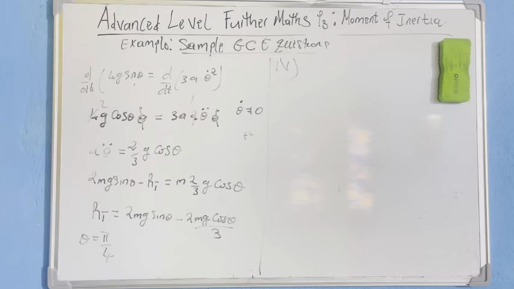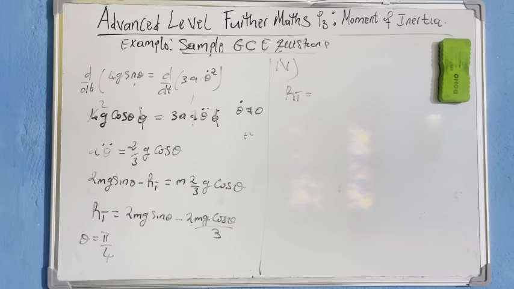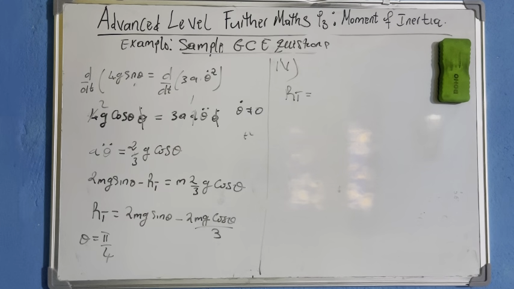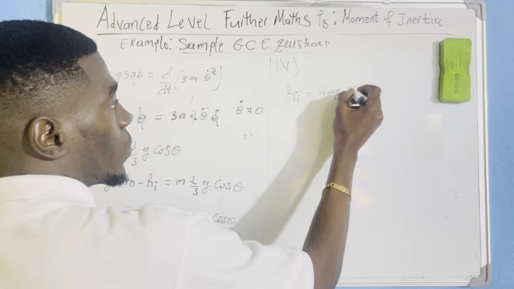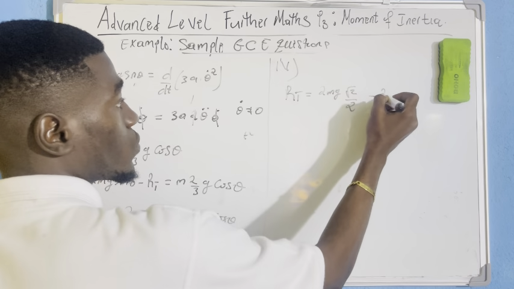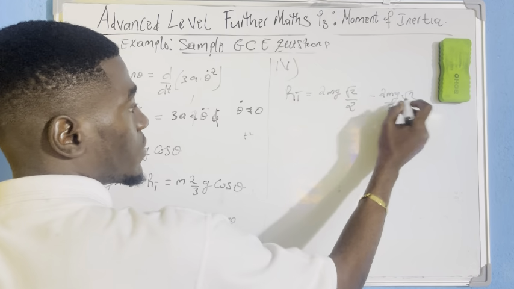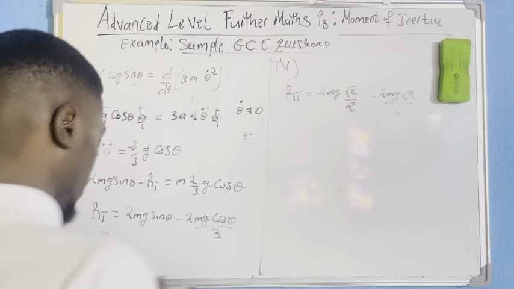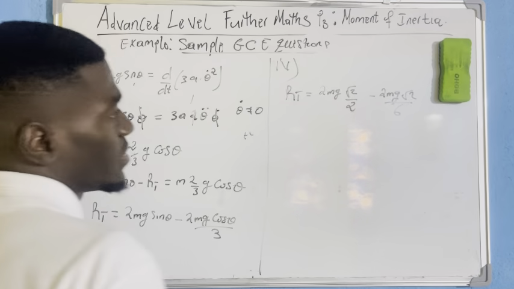Okay. So let us replace. It means that our tangential component of the reaction force will simply equal sine pi over 4, which is root 2 on 2. I will have 2mg root 2 all over 2 minus 2mg root 2 all over 3 times 2, which is how many? 3 times 2 is how many? 6. Okay. From there now, I can do the LCM.